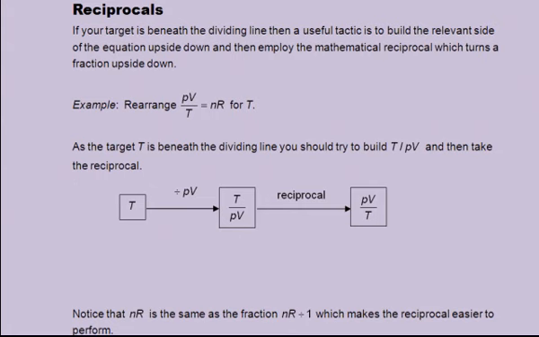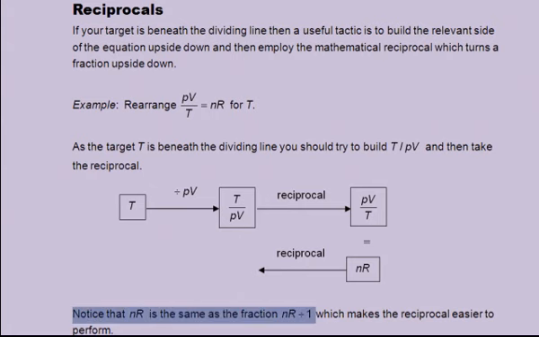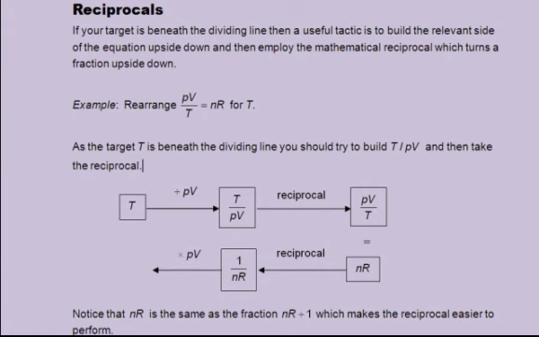From the question, this is equal to NR. Then take the reciprocal of NR. Notice that NR is the same as the fraction NR divided by 1, which makes the reciprocal easier to perform. This gives 1 over NR. Now you multiply by PV to give PV divided by NR is equal to T.